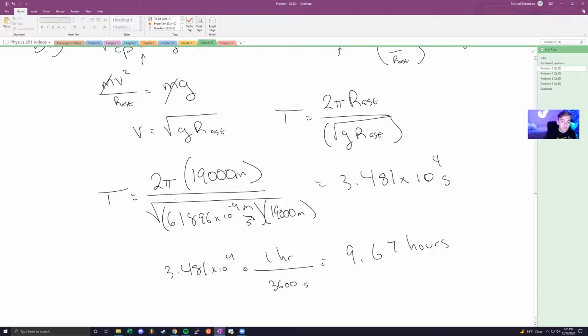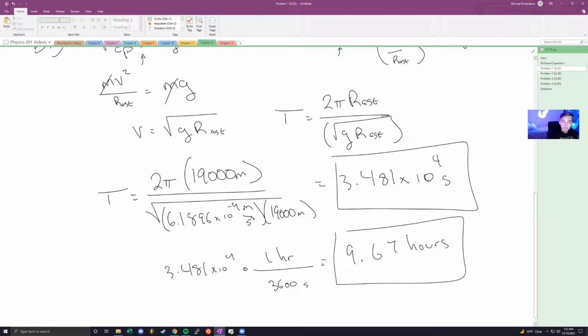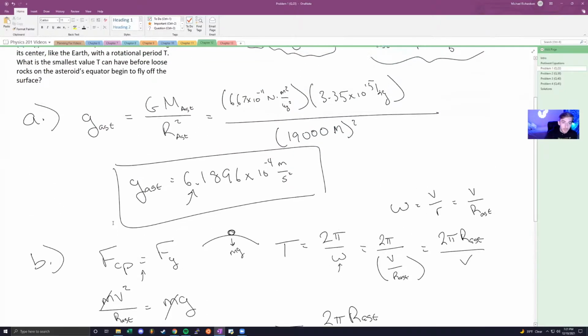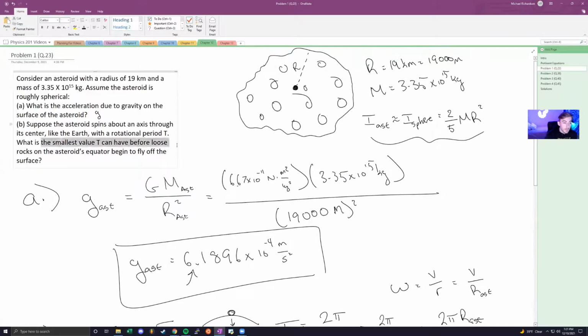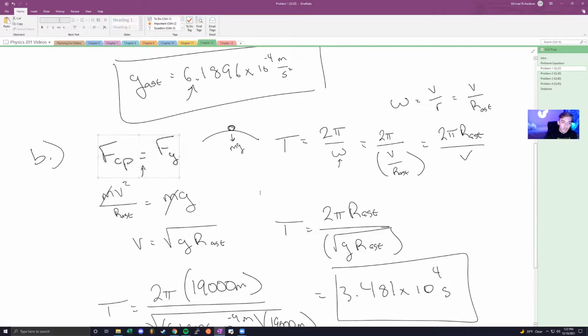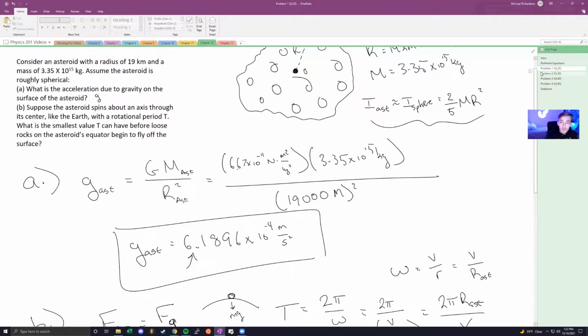Okay. So we're able to find our period in 2 different ways. The main takeaway from this one is that if you want to talk about an object that is just going to fly off based on the period of rotation, then you need this condition to be true. This is not a y, this is a g. Just making that a little more clear. Okay, let's go on to the second problem.